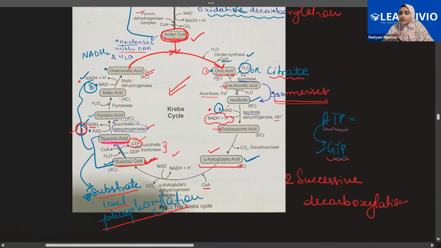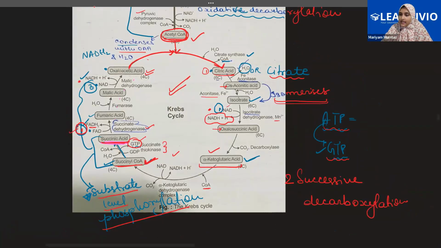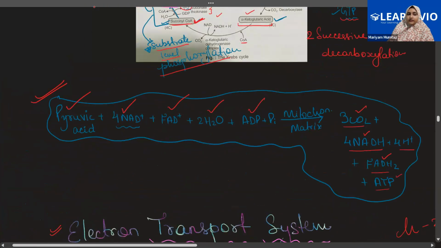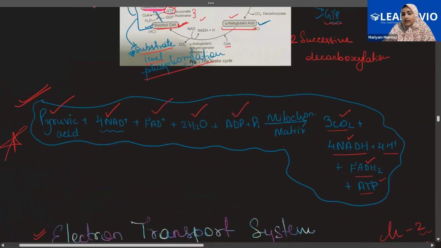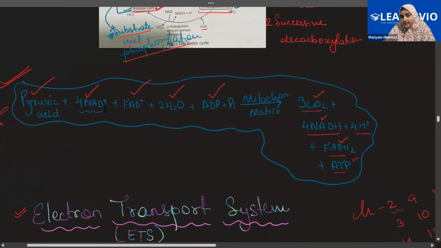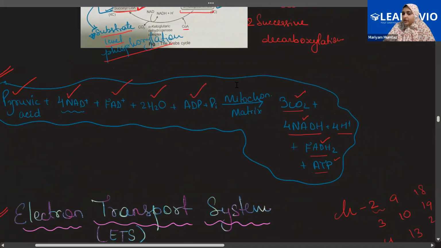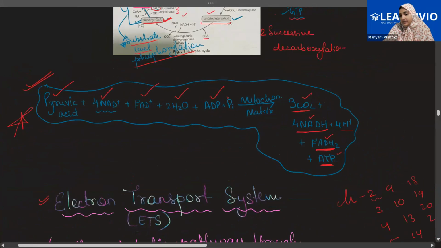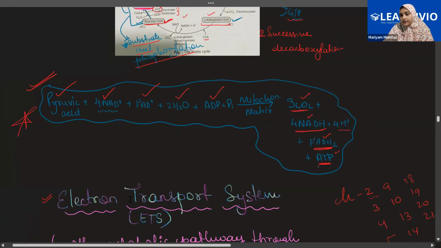See, they won't ask you to make the steps of this. You should know what is happening, but they'll not ask you to create this in the answer. So all in all, this reaction is very important: pyruvic acid along with 4 molecules of NAD plus, FAD plus, along with 2H2O, ADP and inorganic phosphate in the mitochondrial matrix gives 3 molecules of CO2, 4 NADH2, FADH2 and ATP. This is the end product of the Krebs cycle. Clear, students?